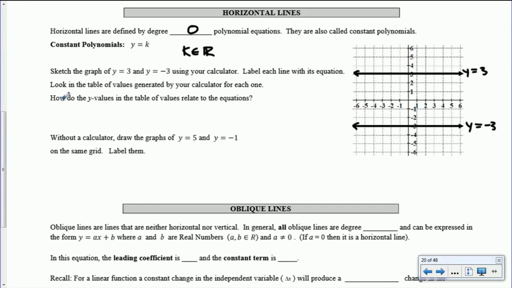All right, how do the y values in the tables of values relate to the equations? Well, y1 equals 3 is 3 for all values of x. And y2 equals negative 3 is negative 3 for all values of x.